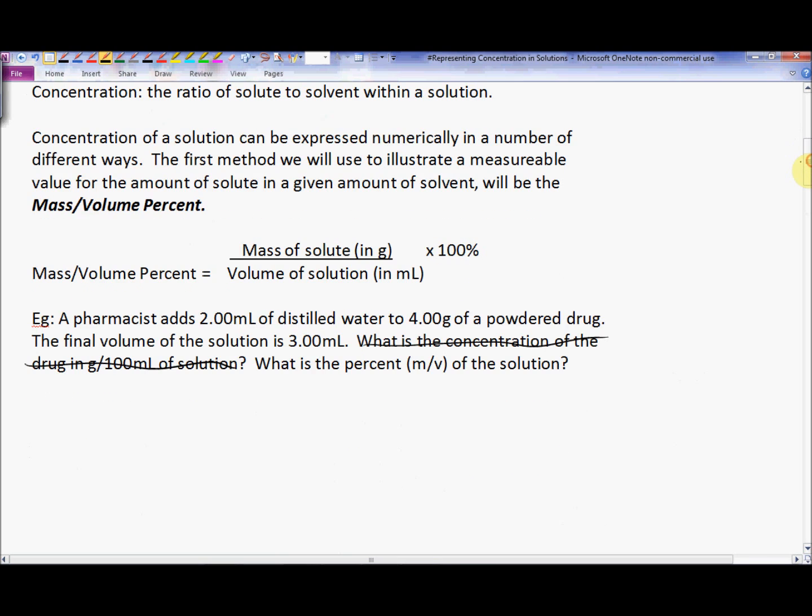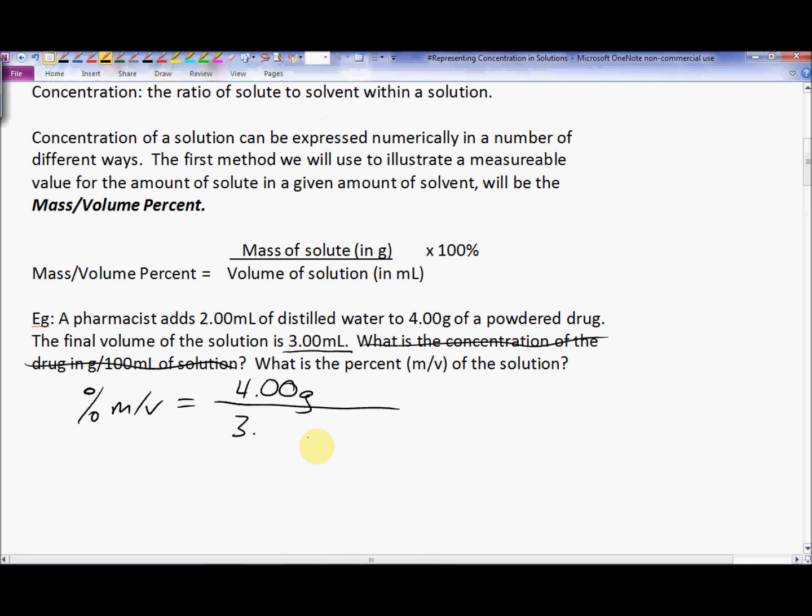Okay, so quite simply, percent mass to volume is we take our mass, so it's 4.00 grams, and we divide that by the volume. Now this is the only tricky part. We're dividing by the volume of the solution. So in this case, we're dividing by 3. We're not dividing by the 2 milliliters of water that we have. We're dividing by the volume of the solution that's formed when we dissolve that drug into water.